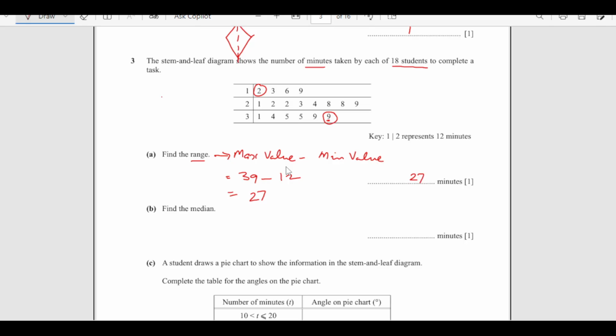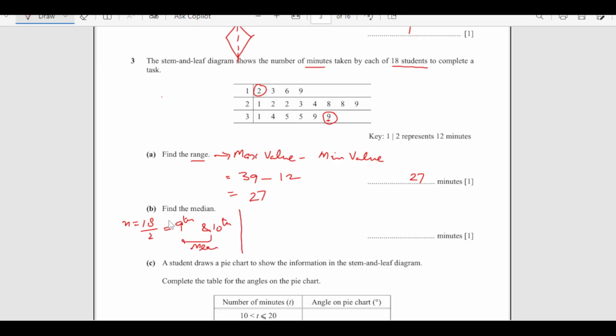Now find the median. Median is the value that comes in the middle. So we will start striking off, or another way, let me give you the simplest way. Here, what is our n? n is 18, the number of minutes given here are of 18 students. 18 divided by 2, this is an even number, so it will be 9. So the middle value is going to be the mean of the 9th and 10th values.